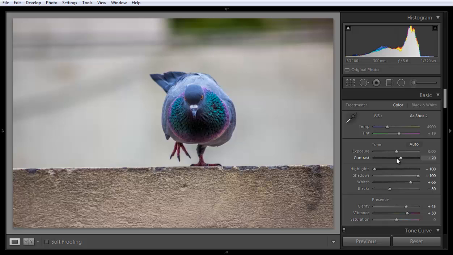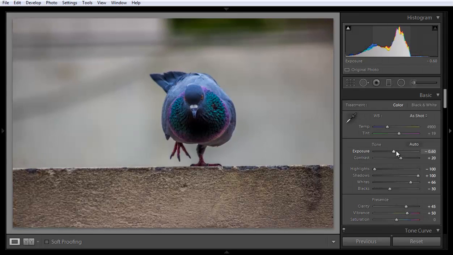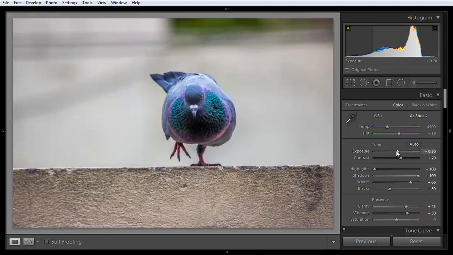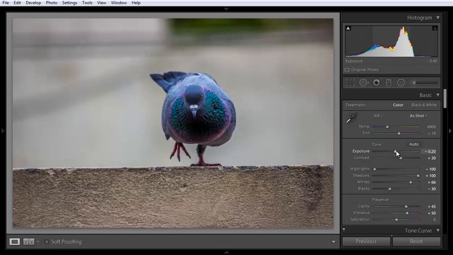Okay, so what does exposure do? Exposure directly increases the light or decreases the light in the image, like this. Yeah, you can see that here. Now the image is becoming underexposed. Now the image is becoming overexposed. So in this way, exposure and contrast work.